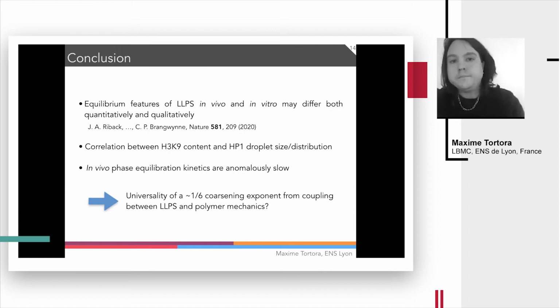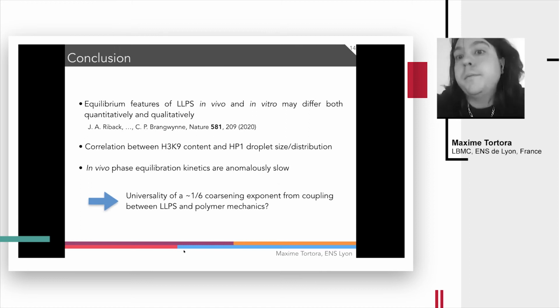So to conclude briefly, I hope to have convinced you of the care that must be taken when trying to extrapolate in vitro observations of LPS to an endogenous in vivo setting, since both the stability range of the liquid phase and the equilibrium properties of the phase-separated system may be drastically altered by the presence of cross interactions, such as those between heterochromatin and HP1.